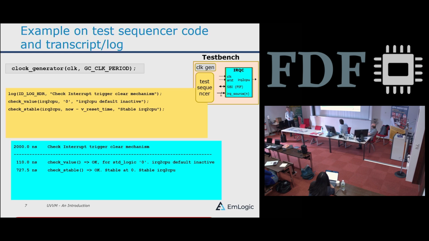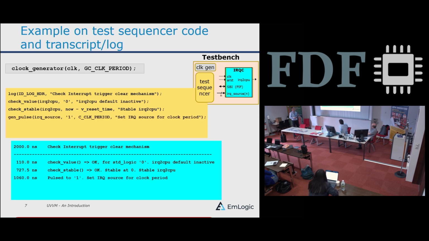Then you want to check for stability, and you don't want to check a value over and over again. You want to check that it has been stable for a given time with no spikes, no pulses or whatever. So in this case, you set a timestamp, for instance at the reset time, and then do a check stable, that the interrupt to the CPU has been stable from now back to this reset time. And then you also get a positive acknowledge on that in the transcript. Then you generate pulses for the interrupts, and you get a log for that as well.